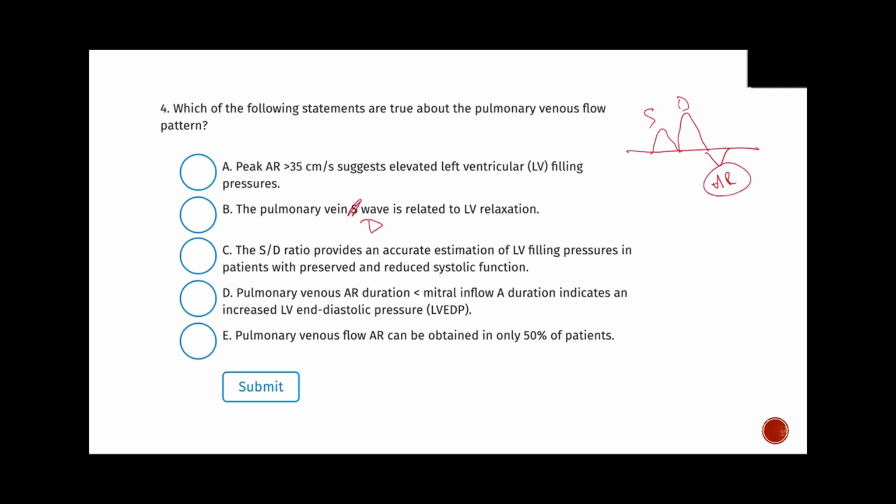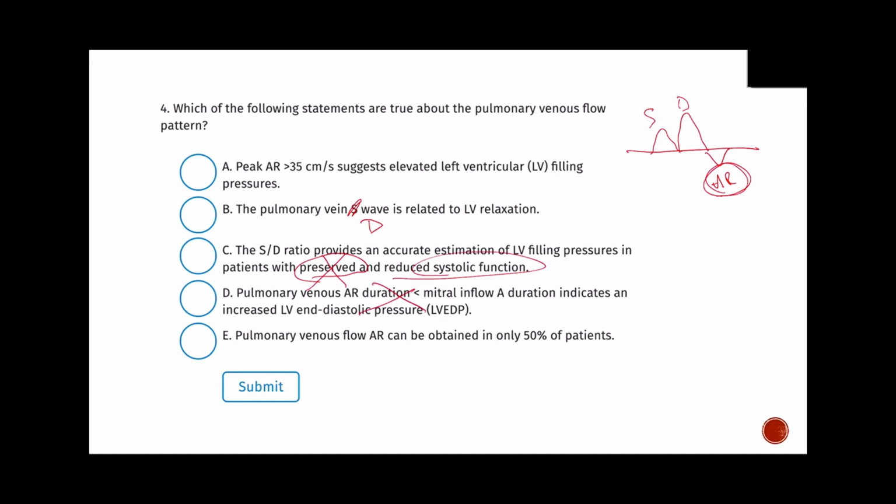Reduced or preserved. Good. So only one of these, right? So not preserved. All right. Pulmonary venous AR duration less than mitral valve A duration indicates increased LV EDP. Should be less. So normal is less, right? So normally we want this AR to be less than our A, right? And so this is just wrong.